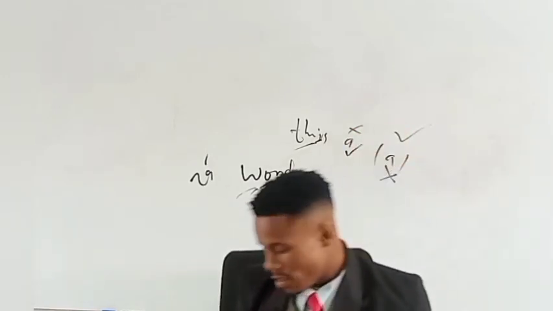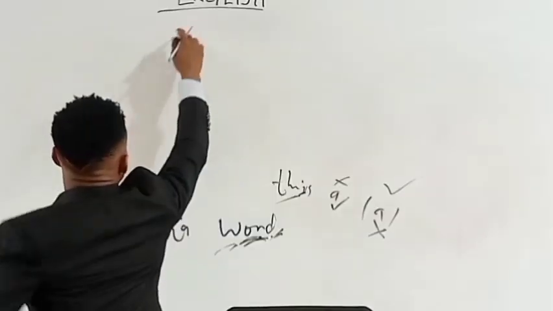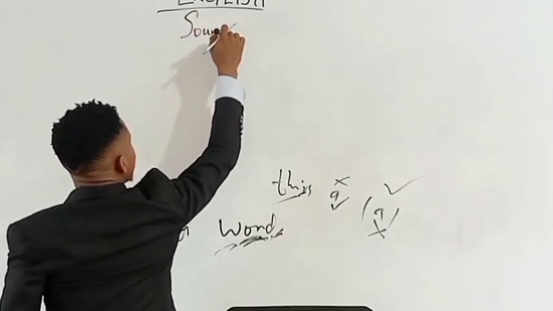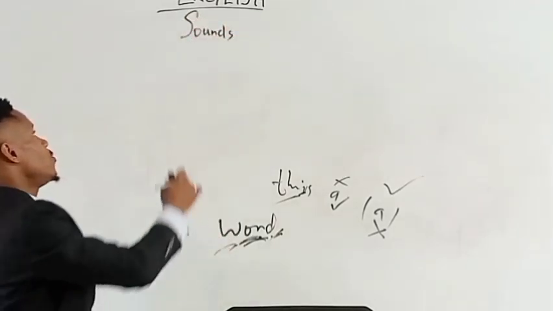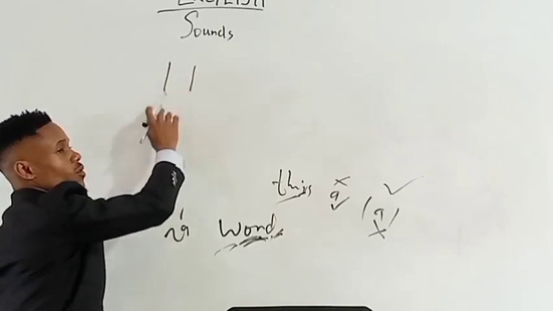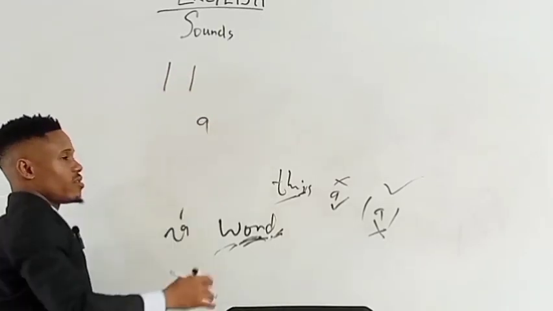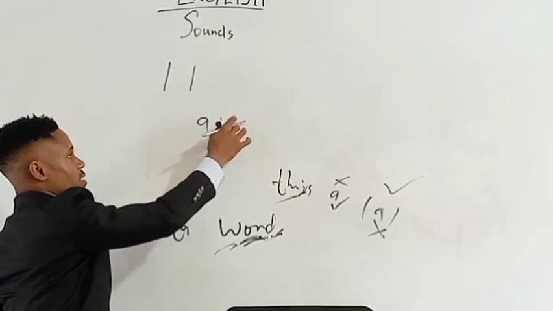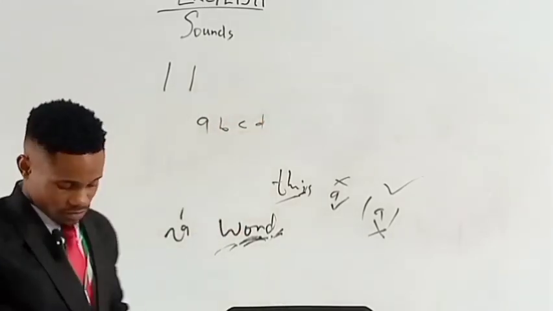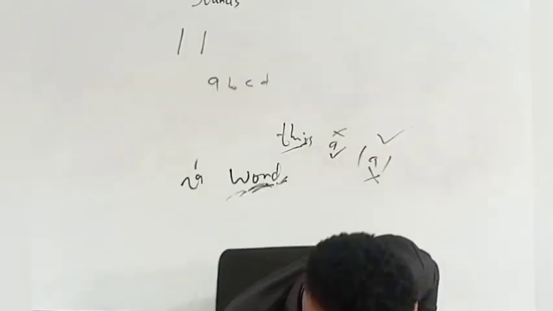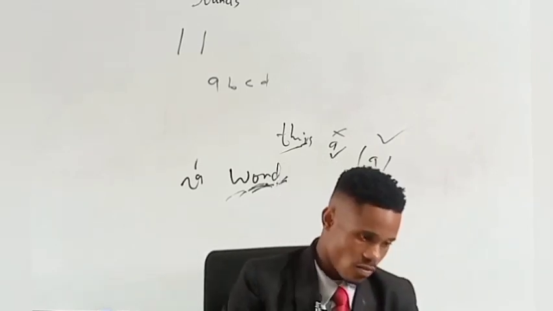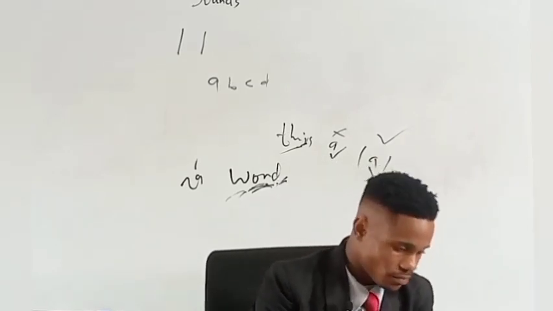We are talking about sounds now. And when we talk about sounds, you know that this must follow. Take note of that. These are alphabets. If I write something like this, they are alphabets.